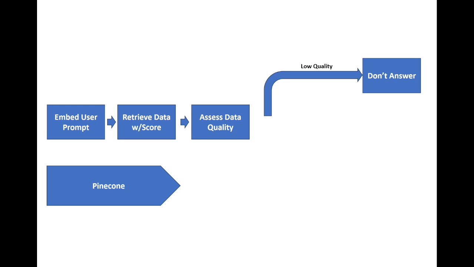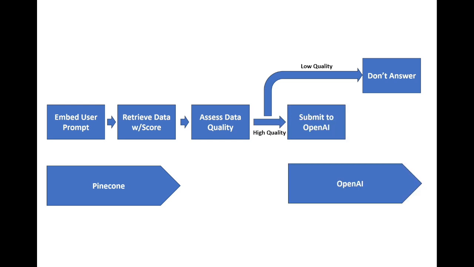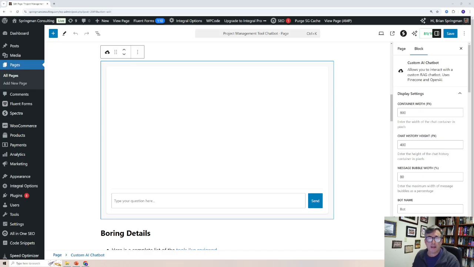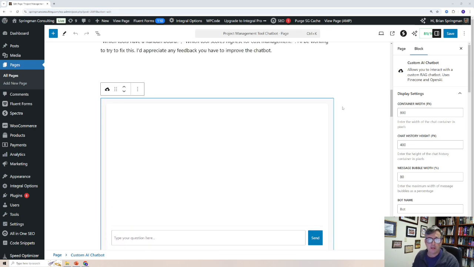If it has a high quality score, the data returned by your custom Pinecone database is then submitted to OpenAI with a standard prompt that you define in the block settings. OpenAI then returns a response based on all the records you've given it in normal language. And that's the end of the process. Next, let's look at the actual process in action in the plugin.